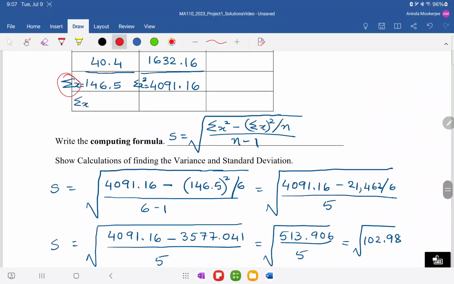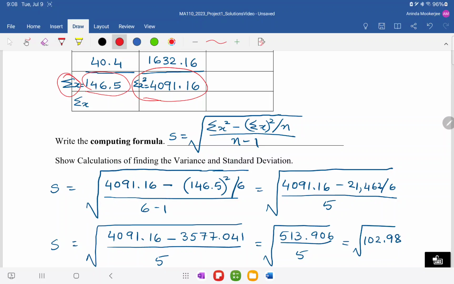All right, so let's plug in the value. Sigma x squared is 4091.16, and that's what we have up here. Then minus sigma x whole squared, and that's why I surrounded sigma x with brackets, because you have to square the sum of all the x values. So 146.5 squared divided by n, which is 6, and then this whole numerator gets divided by n minus 1, which is 6 minus 1, and you take the square root.